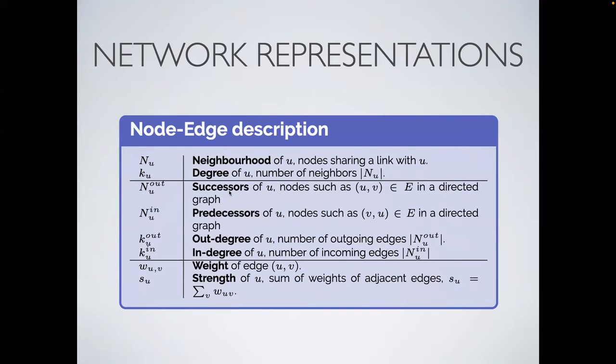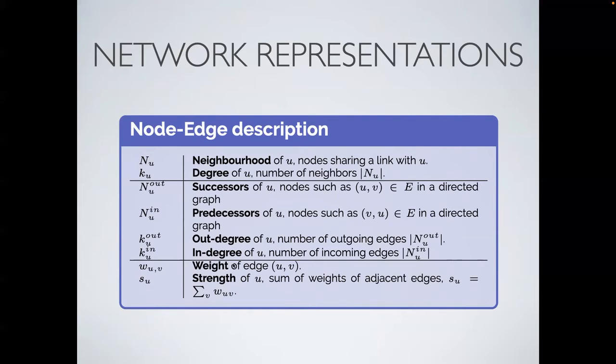Then we can talk about successors and predecessors, which is the same thing in a directed network. The successors are the nodes you have connections to. In the same way, we can talk about the out degree and the in degree. Out degree is the number of connections you have to other nodes, and in degree is the number of connections to you.